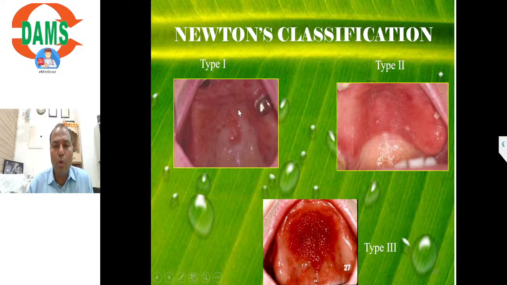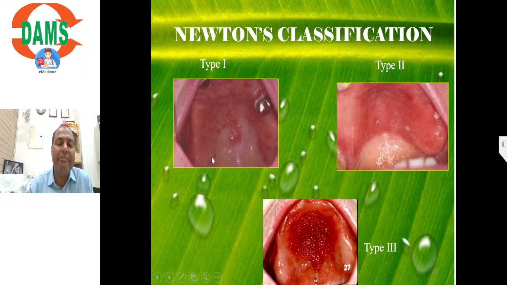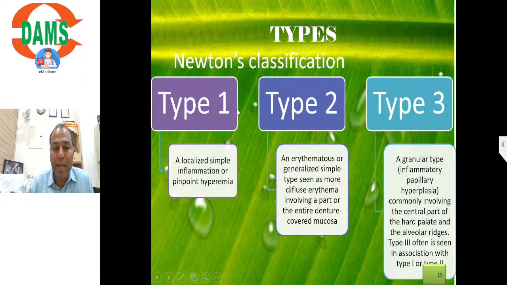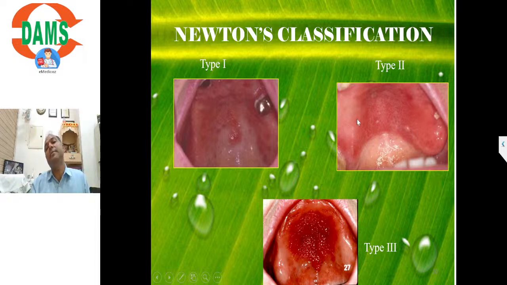it will be very little, it will remain localized, localized simple inflammation or pinpoint hyperemia. You can see various pinpoint hyperemia on the palate. Type 2, if you can see, this is type 2, and in type 3 you can see the papillae, inflammatory papillae, because of chronic irritation. So if we talk about type 1, I have told it is a localized simple inflammation or pinpoint hyperemia. Type 2, it is erythematous or generalized simple, that is basically seen as diffused erythema of the palate. It occurs in the center of the palate.